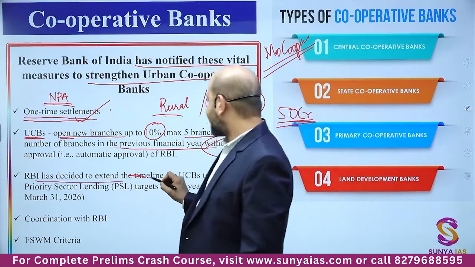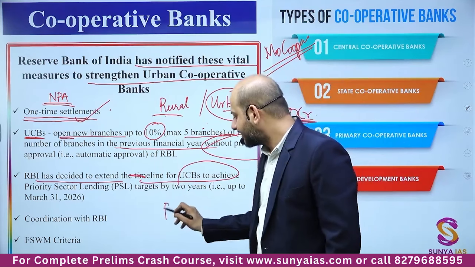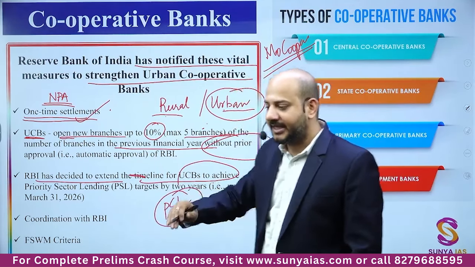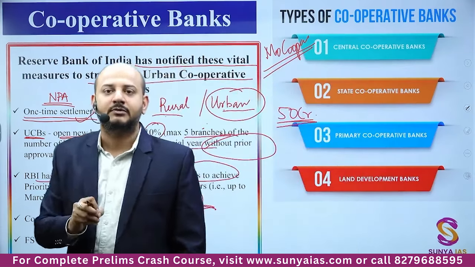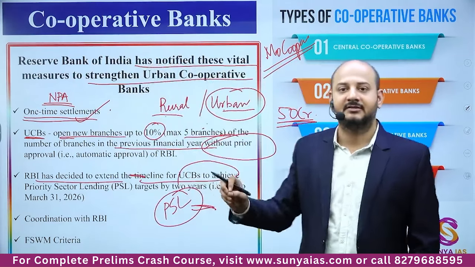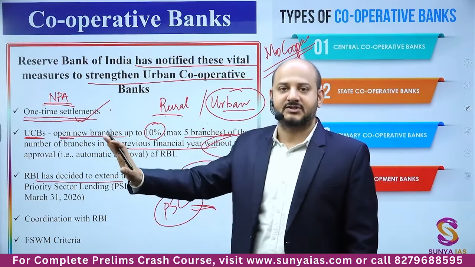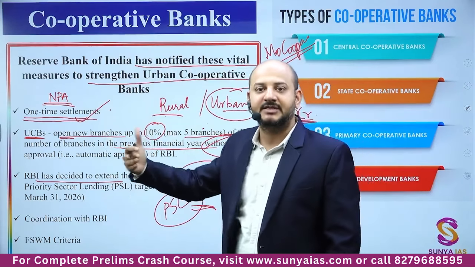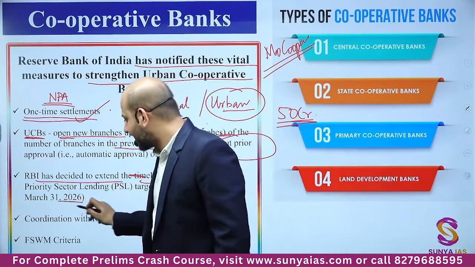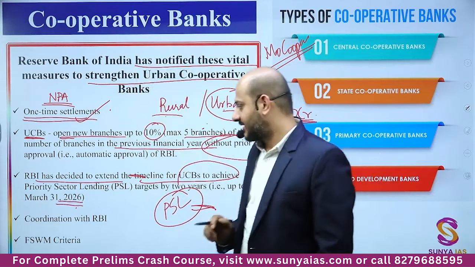RBI has decided to extend the timeline for UCBs to achieve the priority sector lending norms. See, priority sector, whatever money they are giving as loan, that loan should be belonging to some priority sectors like agriculture, education, health, agri-tech infrastructure. But right now they have given them 2 years extra time period so that you can become compliant with this norm. Maybe students, this would be extended after 2026 as well. Just understand what changes has been done.